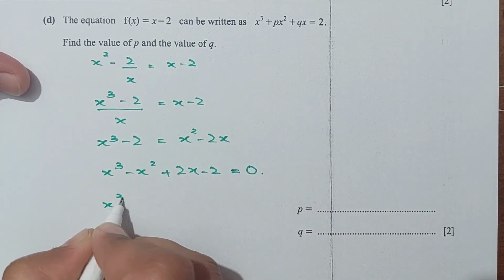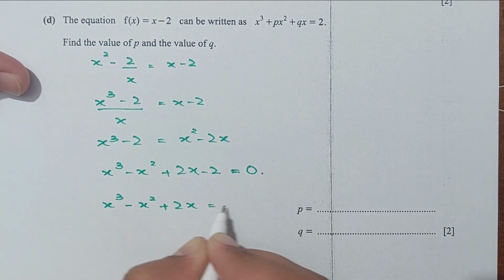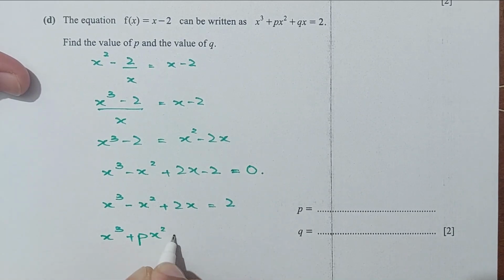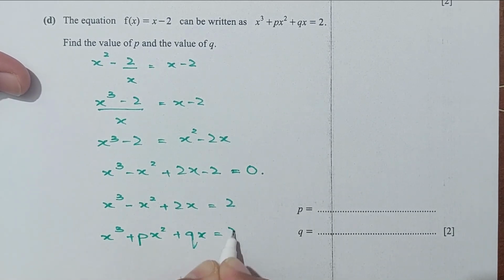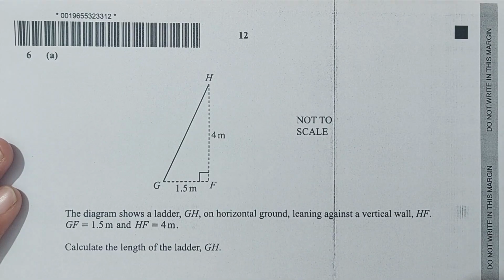Further simplify, x cube minus x square plus 2x equals 2. So this is x cube plus px square plus qx equals 2. So p value is -1 and the q value is 2. Question number 6, part A.